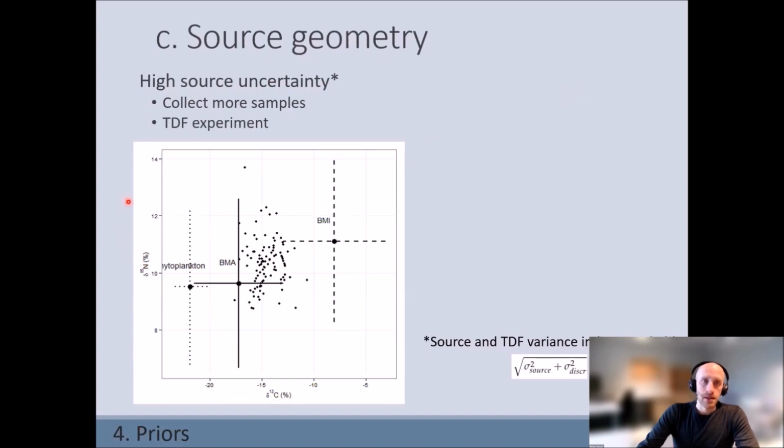So here's an example of the source geometry. In this isospace, we have quite high source uncertainty. So what could you do to minimize the impact of having a prior? You could collect more samples. You could also, because the source and the discrimination factor variance is indistinguishable, do an experiment to lower this discrimination factor variance and reduce these error bars.